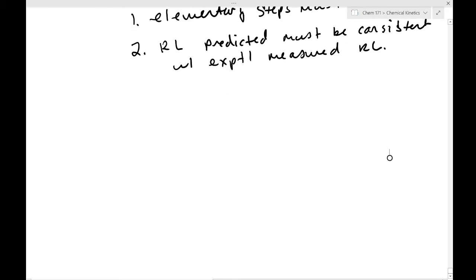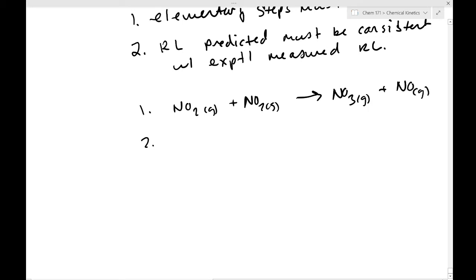For our two steps above, if we add them together, steps 1 and 2, so we have NO2 reacting with NO2 to form NO3 plus NO. If we add that with the second line, which is NO3 gas reacting with CO gas to form, what am I forming here? NO2 plus CO2.